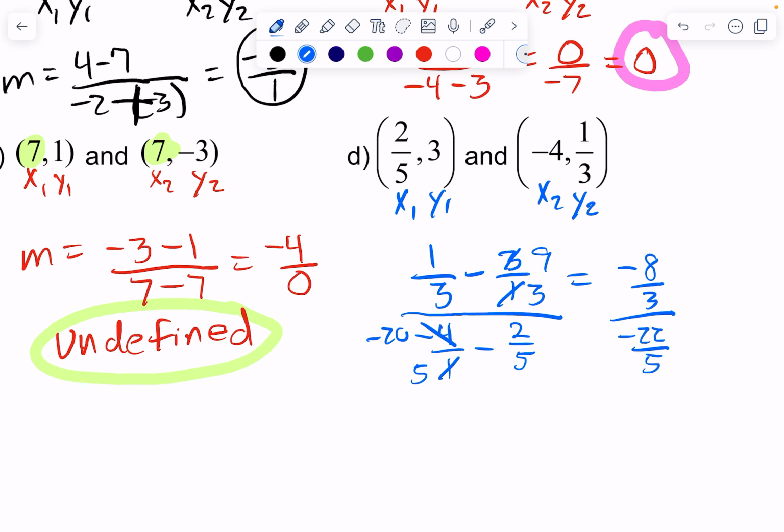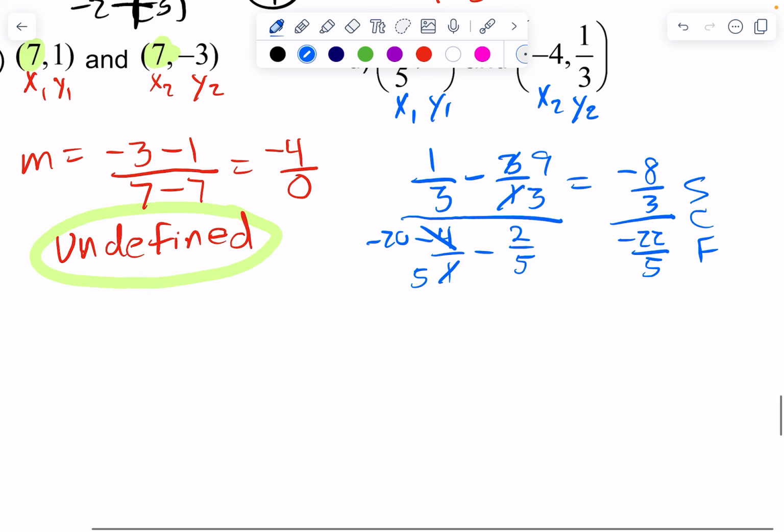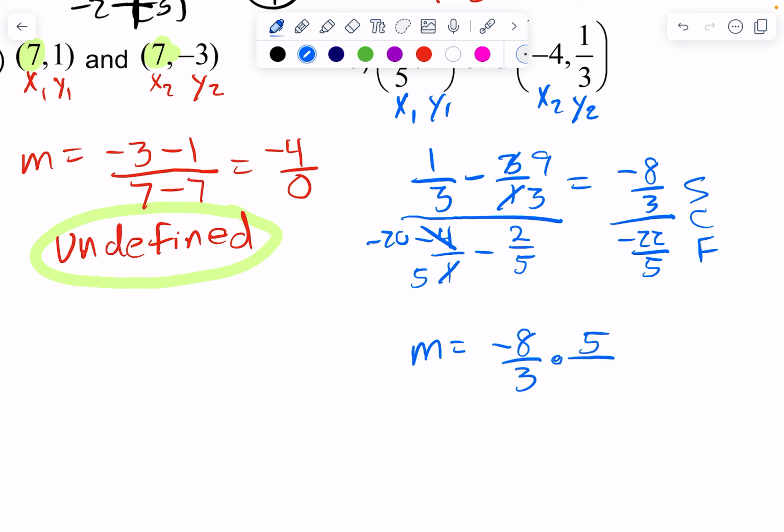I got -22/5. Please remember, stay, change, flip. And my final answer, my slope will be stay, change, flip. A negative divided by a negative is a positive, so those can change. And I could take a 2 out of this 8, leaving me with 4, a 2 out of this 22, leaving me with an 11, and my slope would be 20/33. And there you have it.